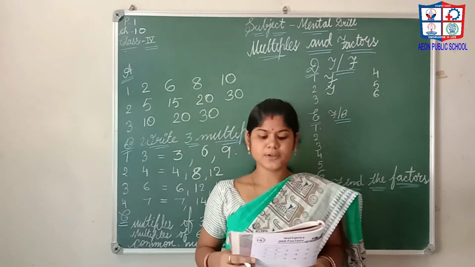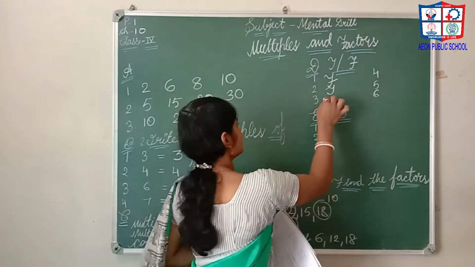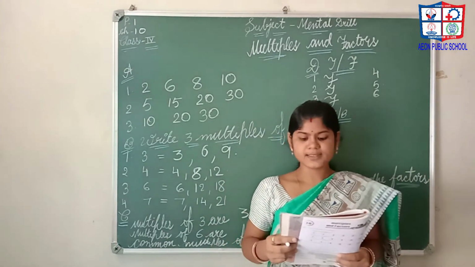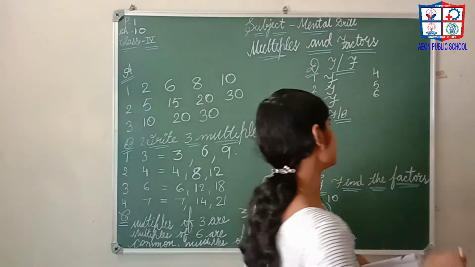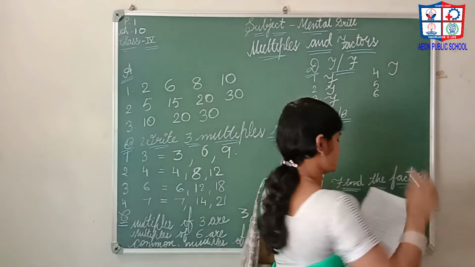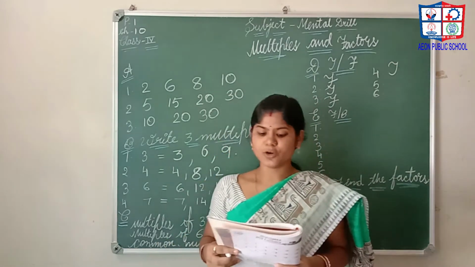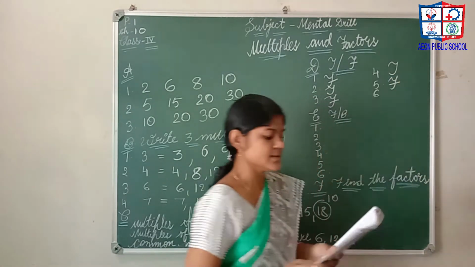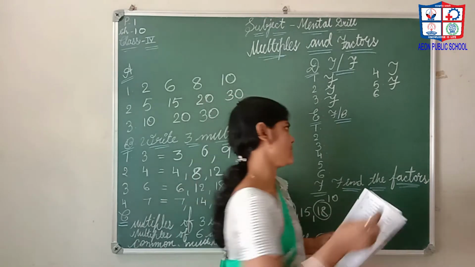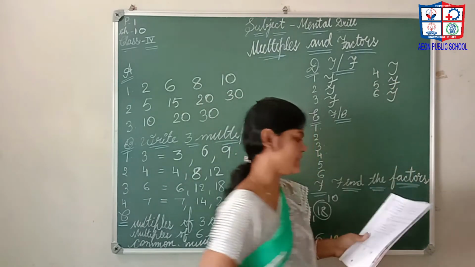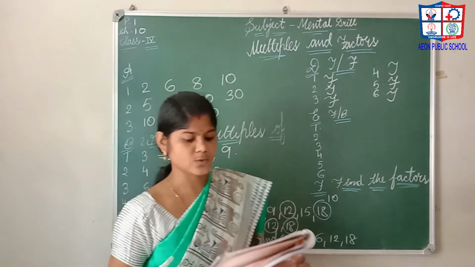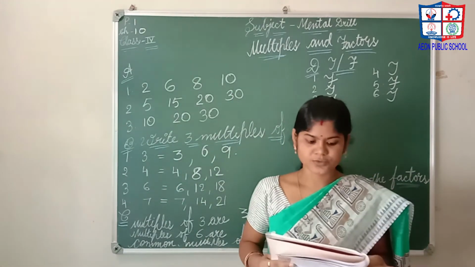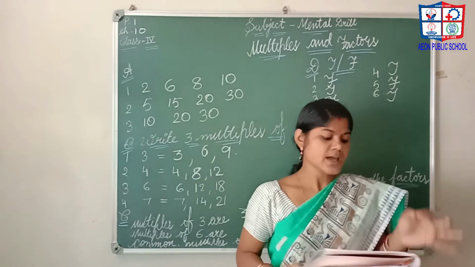50 is multiple of 4. No, because 50 is not there in the table of 4. Next, 49 is multiple of 7. Yes, 7 sevens are 49. So it's true. Next, 63 is a multiple of 8. No, there is no 63. So false. Then 72 is multiple of 9. Yes, it's a multiple of 9. So first one false, second one true, third one false, fourth one true, fifth one false and sixth one true. So by this we have completed our D bit.